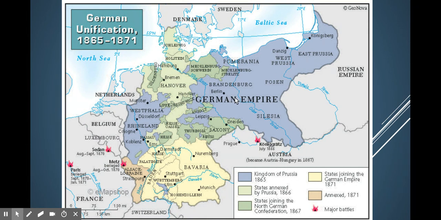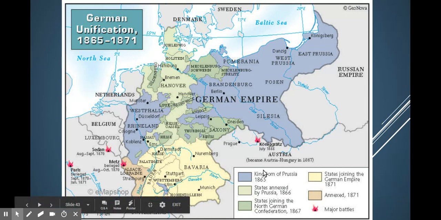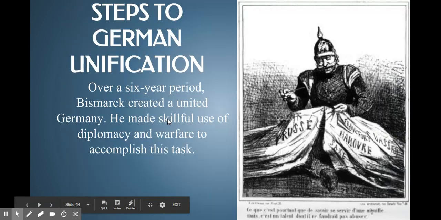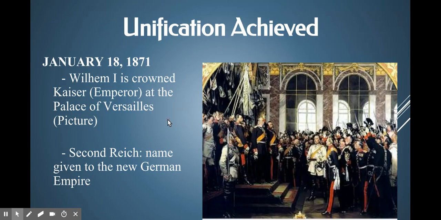Under Otto von Bismarck, and when it officially comes together, they start to pull in all of these territories between these years. Okay, so over 6 years, Bismarck creates a united Germany. He made skillful use of diplomacy and warfare with which to accomplish this task.